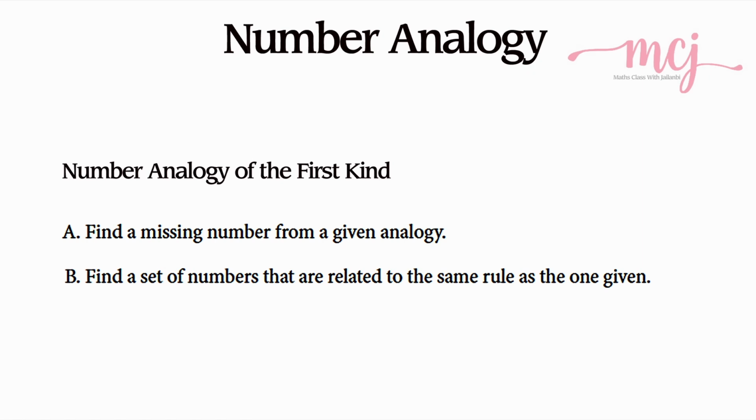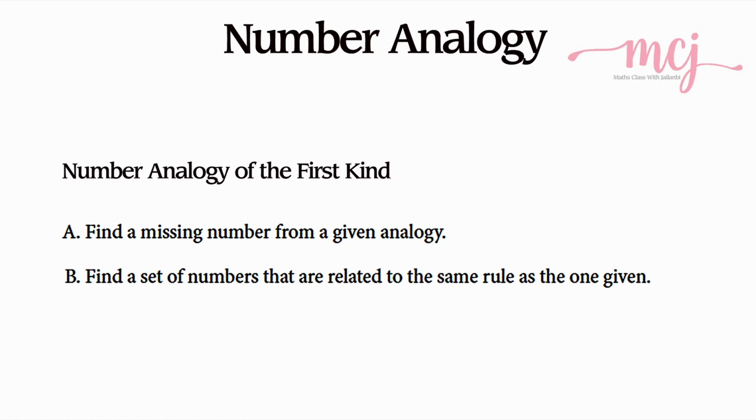Broadly speaking, number analogy based questions may be of two types. Type A: find a missing number from a given analogy. Type B: find a set of numbers that are related by the same rule as the one given. If you read newspapers, you will find this section very easy. In these kinds of questions in bank exams, you will be asked to guess the missing number or complete a series from a given series of numbers.